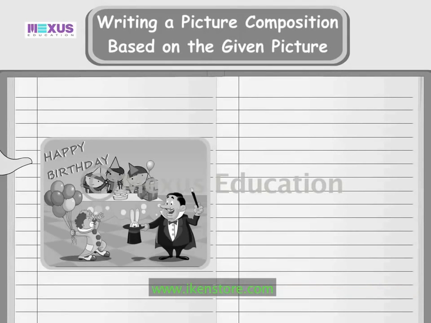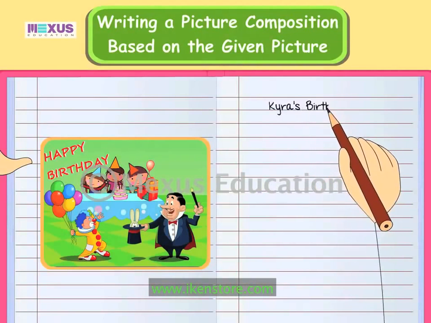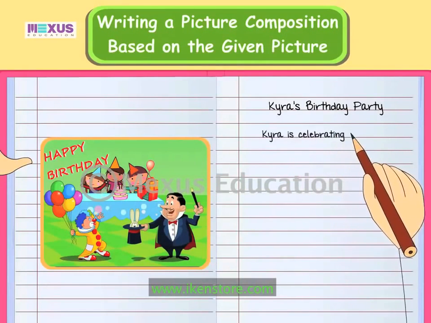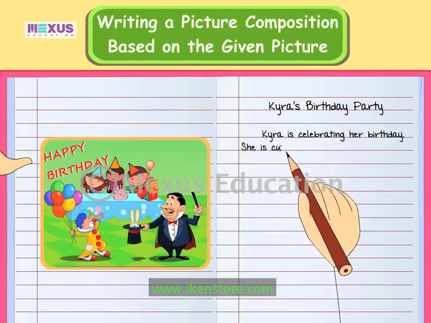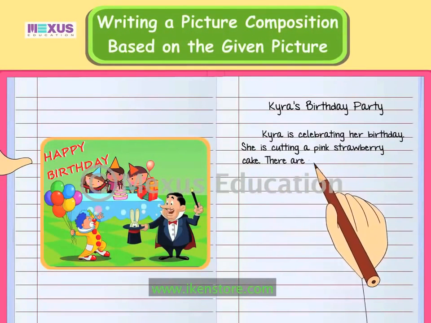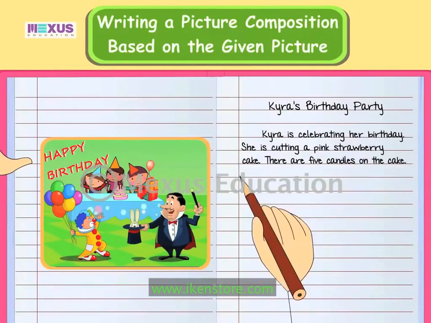Let us begin by giving a title to our composition. We can give it the title, Kyra's Birthday Party. Begin with the first sentence a little away from the margin. Kyra is celebrating her birthday. She is cutting a pink strawberry cake. There are 5 candles on the cake.